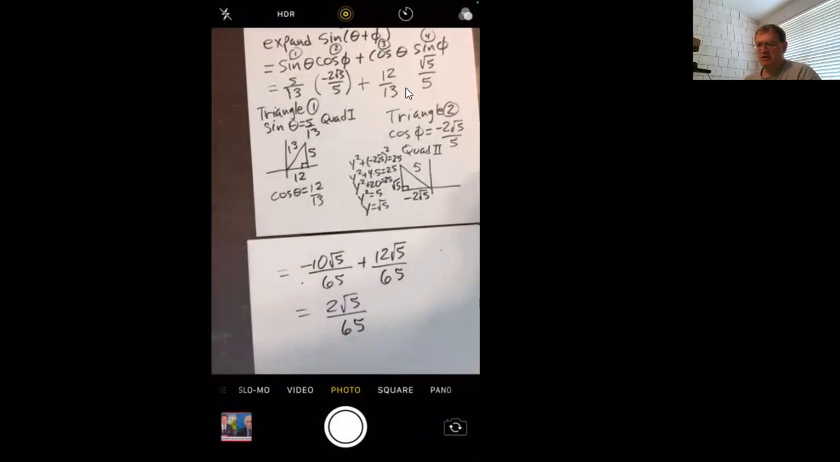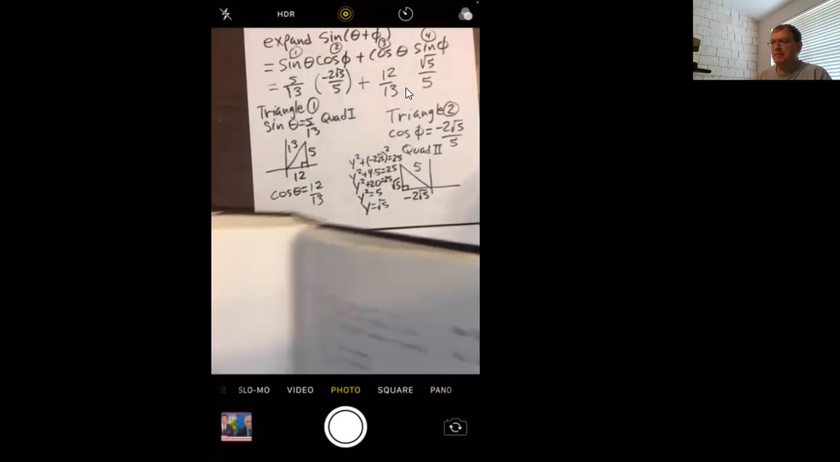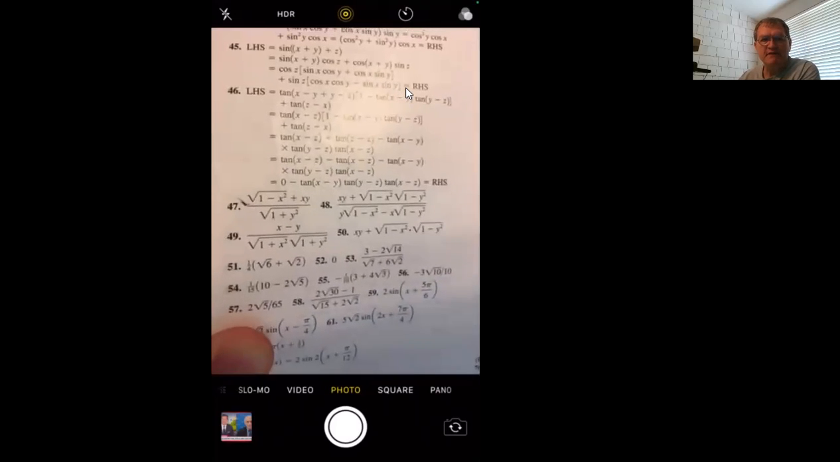Let's see how close that gets. 7/257. My apologies. 7/257. Oh, it's way off. 7/257. 2√5/65. Bingo. See that? 2 square root of 5 divided by 65.